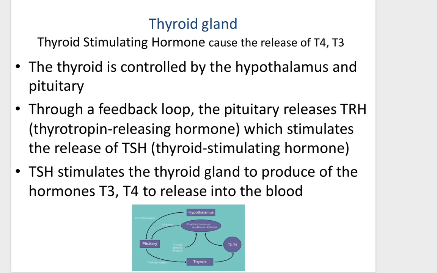Regulation of the thyroid gland. It is controlled by the hypothalamus and pituitary through a feedback loop. The hypothalamus releases TRH, or thyrotropin releasing hormone, which stimulates the release of TSH, or thyroid stimulating hormone. TSH, in its turn, stimulates the thyroid gland to produce the hormones T3 and T4 and release them into the blood.